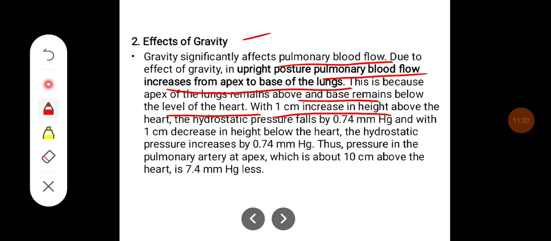With 1 centimeter increase in the height above the heart, the hydrostatic pressure falls by 0.74 millimeters of Hg, and with 1 centimeter decrease in the height below the heart, the hydrostatic pressure increases by 0.07 mm of Hg. Thus, pressure in the pulmonary artery at apex, which is about 10 centimeter above the heart, is 7.4 mm of Hg less.